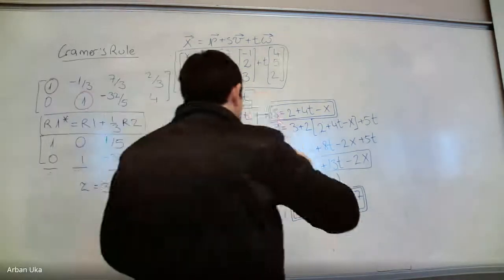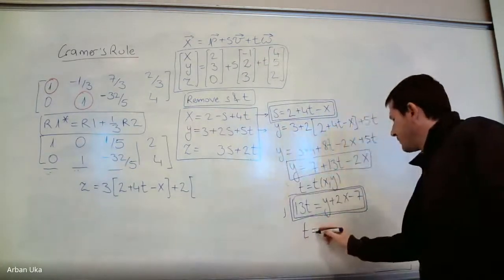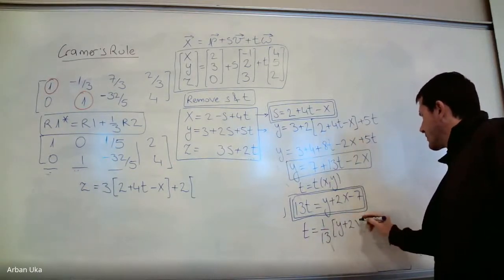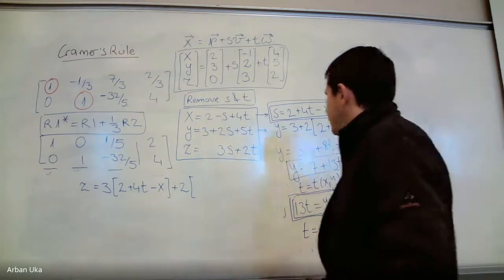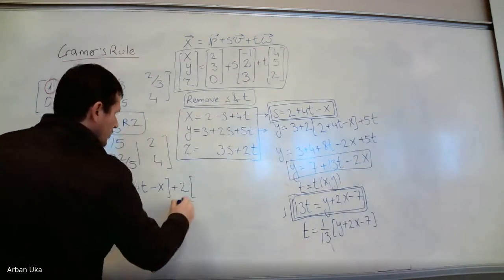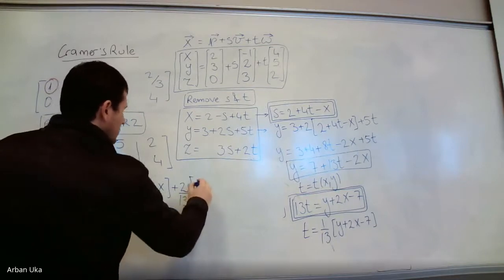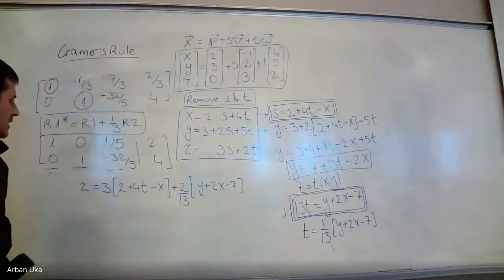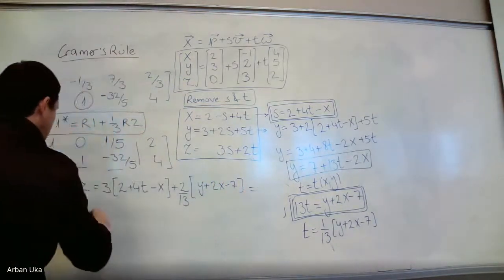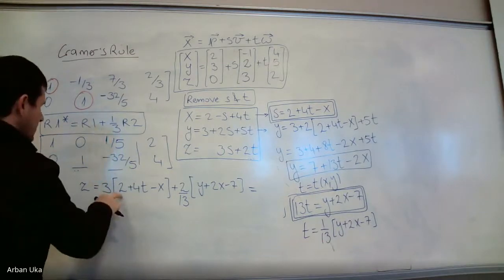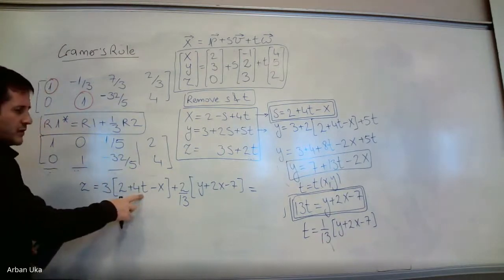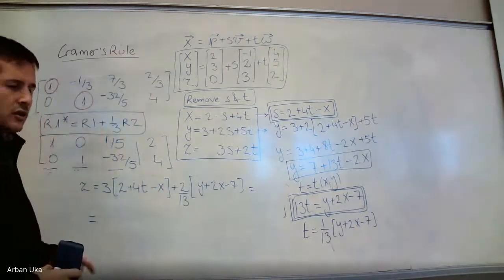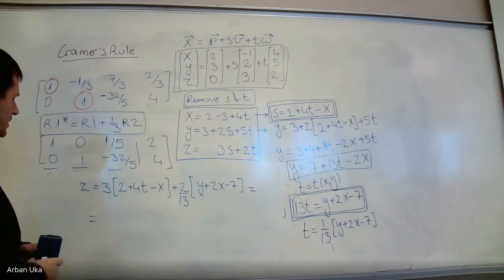T is equal to 1 over 13 of y plus 2x minus 7. Okay, so we divide the 2 by 13, y plus 2x minus 7, and then this is equal to, we are going to substitute t once more here, okay? So once we substitute this t here, then the whole expression will be only a function of x, y, and z. So let's do this one.